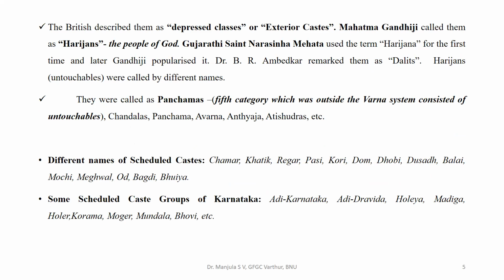The Gujarati saint Narsimha Mehta used the term Harijan for the first time, and later Gandhiji popularized it. Dr. B.R. Ambedkar called them Dalits. Harijans or untouchables were called by different names. They are also called Panchamas, that is the fifth category which was outside the Varna system. As we have discussed in the previous class, the Varna system has only four Varnas: Brahmins, Kshatriyas, Vaishyas and Shudras.